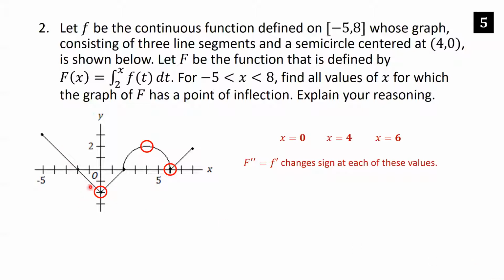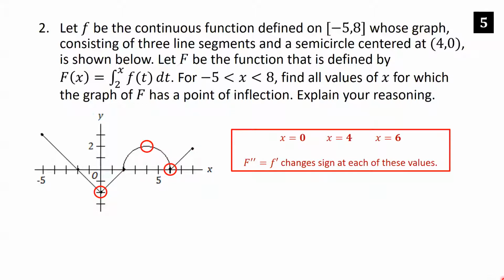Because little f goes from decreasing to increasing, then from increasing to decreasing, and then from decreasing to increasing. So since little f is changing between increasing and decreasing, little f prime is changing between positive and negative. It's negative then positive, positive then negative, negative then positive. So that means that all 3 of those x values are where capital F has a point of inflection.